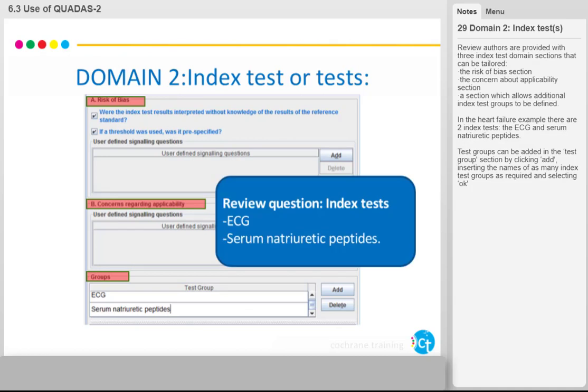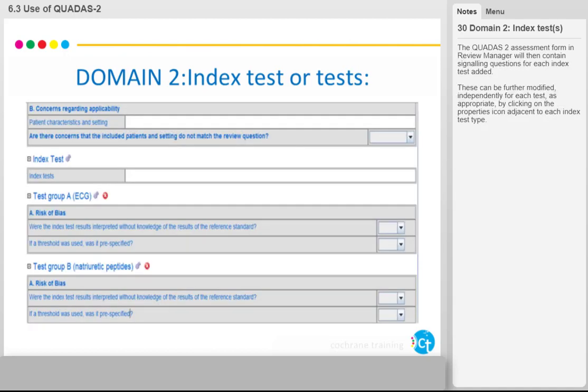In the heart failure example, there are 2 index tests: the electrocardiogram, the ECG, and serum natriuretic peptides, BNP. Test groups can be added in the Test Group section by clicking Add and inserting the names of as many index test groups as required. The QUADAS-2 assessment form in Review Manager will then contain signalling questions for each index test added. These can be further modified independently for each test as appropriate by clicking on the Properties icon adjacent to each index test type.